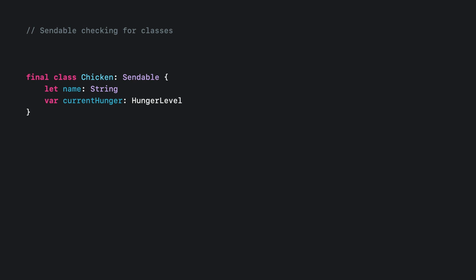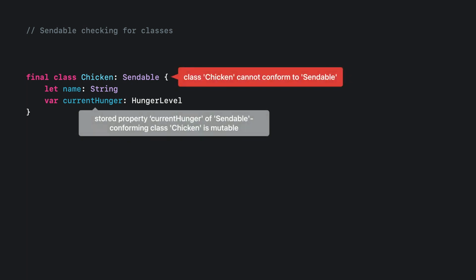Classes are reference types, so they can only be made sendable under very narrow circumstances, such as when a final class only has immutable storage. Our attempt to make the chicken class sendable will produce an error because it contains mutable state.